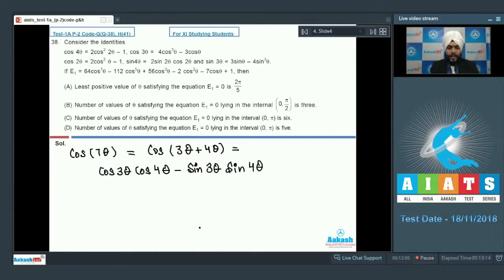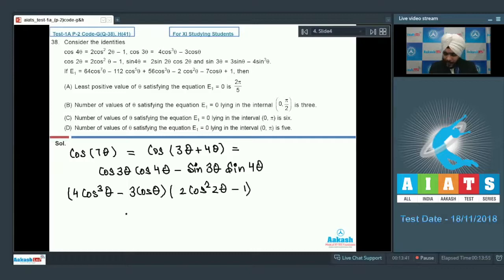How will we expand these terms in order to get cos everywhere? This is directly known: 4 cos cube theta minus 3 cos theta. Cos 4 theta is also directly known. How? This is 2 cos square 2 theta minus 1, and cos 2 theta is further 2 cos square theta minus 1. So cos 4 theta is 2 times cos square 2 theta minus 1, with cos 2 theta equal to 2 cos square theta minus 1.